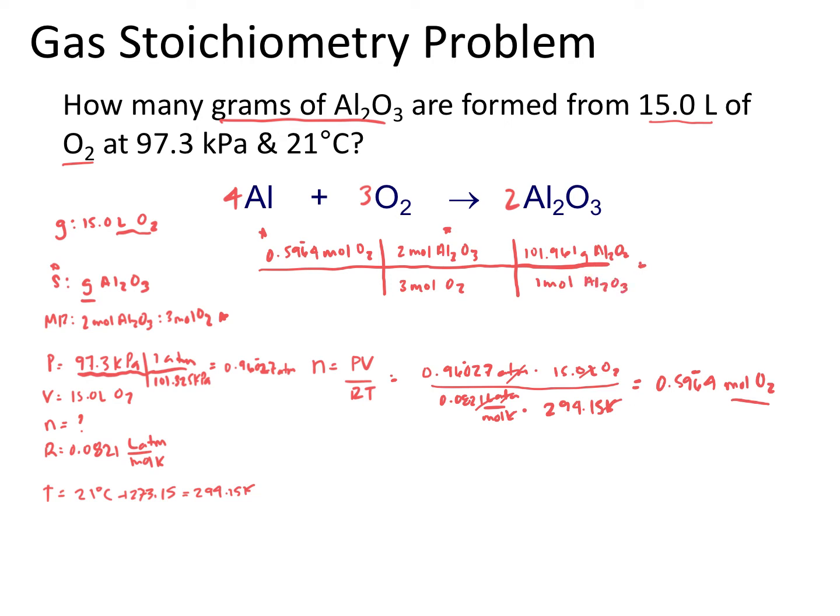Okay, and then we're going to plug all of this into the calculator and get our final answer. That's going to give us 40.5 grams of aluminum oxide, going from moles of O2 to moles of aluminum oxide to grams of aluminum oxide. Okay, and this is going to be our final answer for this stoichiometry problem.